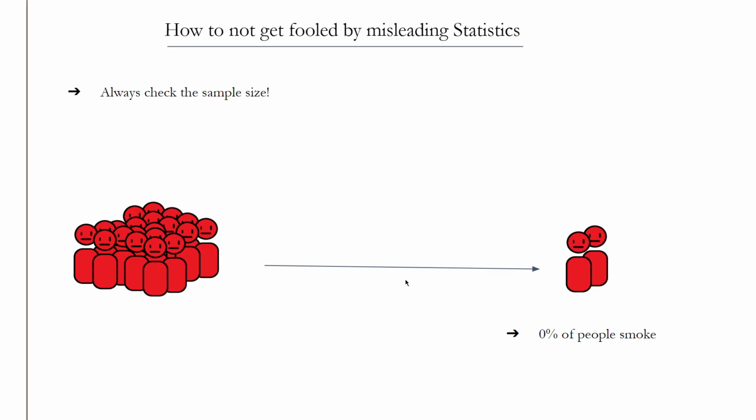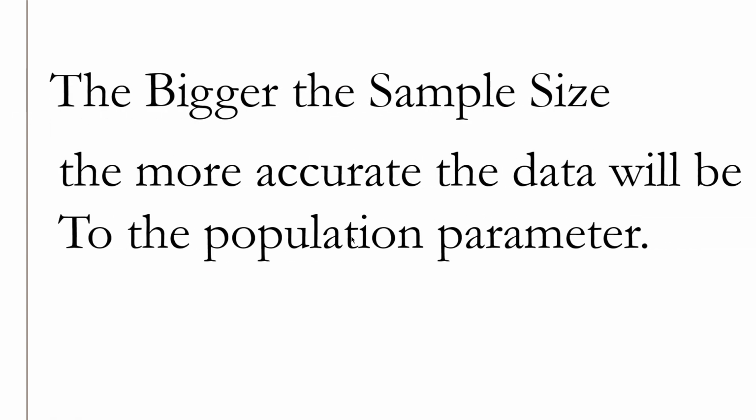Another thing you must do is select the sample randomly. If you want to learn more about that, just check our last video. Just remember, the bigger the sample size, the more accurate the data will be to the population parameter. Unfortunately, in today's world, a lot of people collect data from a very small sample and get some information and assume that this information is close to the population parameter. But if you do the same thing with a bigger sample, the results would be much more different. So before you believe statistics online, check the sample size.